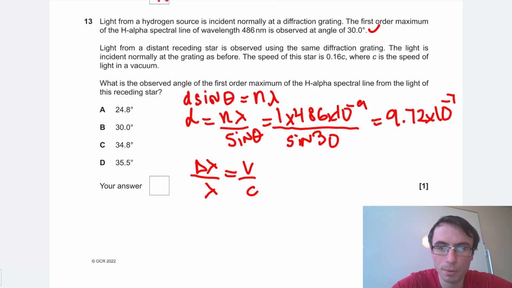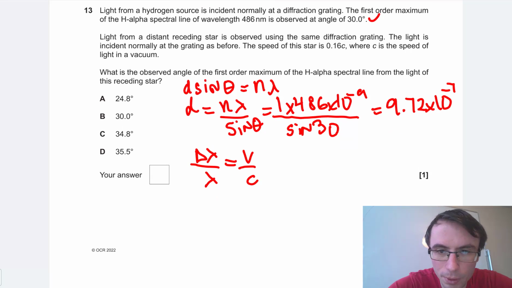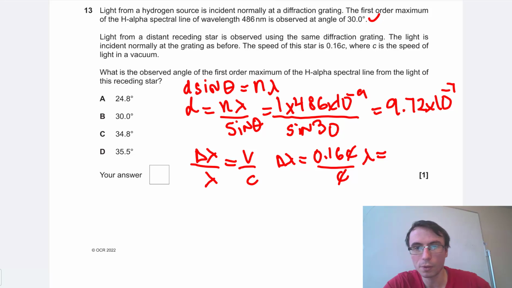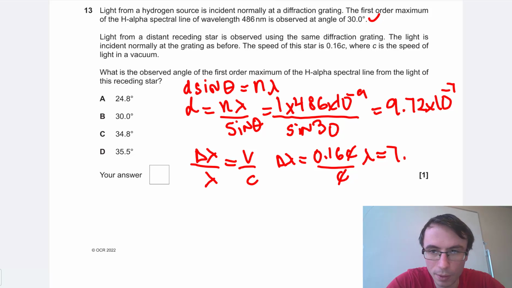Okay, so gosh, this is kind of a long question. So delta lambda, my change in wavelength, will be v over c, which is 0.16c over c, multiplied by the original wavelength. So the wavelength will change by 0.16 times 486 times 10 to the power of minus 9, which is 7.776 times 10 to the power of minus 8 meters.